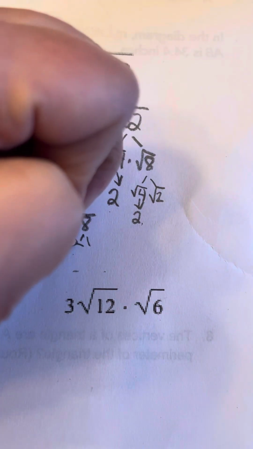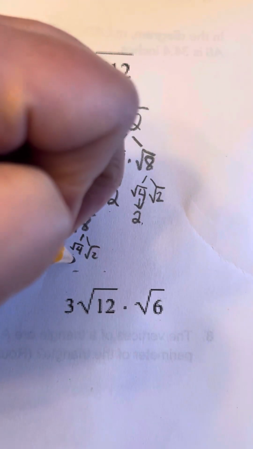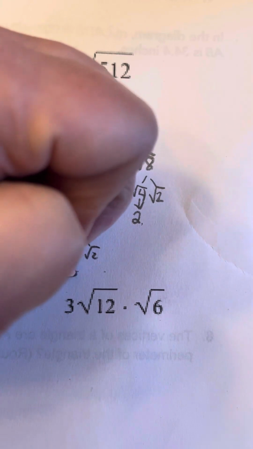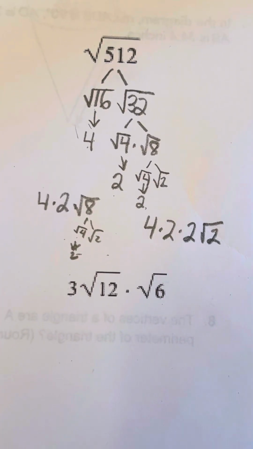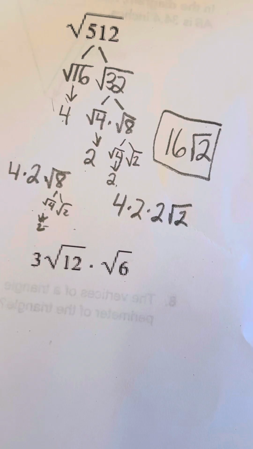So I'm just going to show you this right here. And so now you have 4 times 2 times the other 2 times the square root of 2. Multiply our numbers. 4 times 2 times 2, and that's going to give you 16. And then we're going to have 16 root 2. And that will be my finalized answer after I simplify all things.